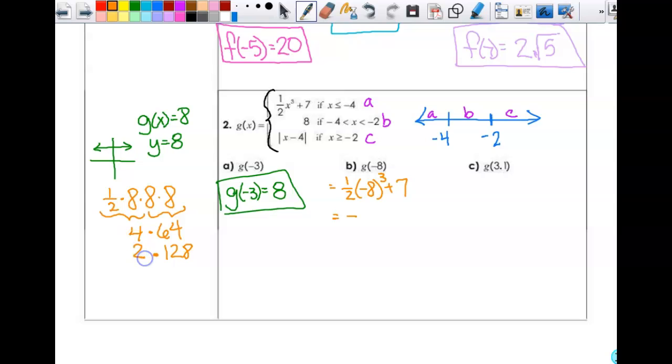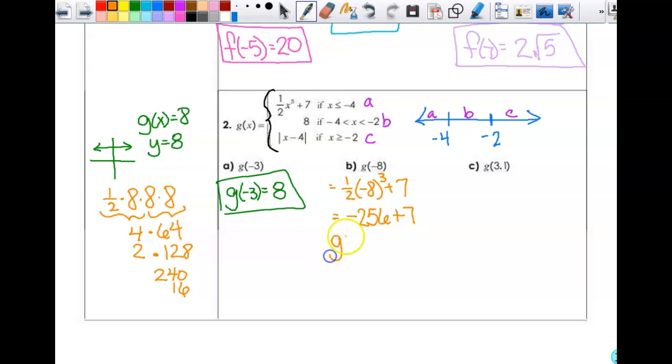And so now I have 2 times 128. Well, 2 times 120 would be 240, right? 2 times 8 is 16, so I get 256. And you see how you simplify that from just trying to multiply big numbers and having work everywhere? The more you do this kind of stuff, the more you will see how numbers relate. So this is negative 256 plus 7.